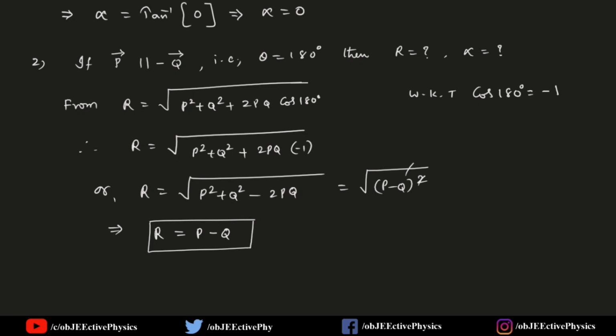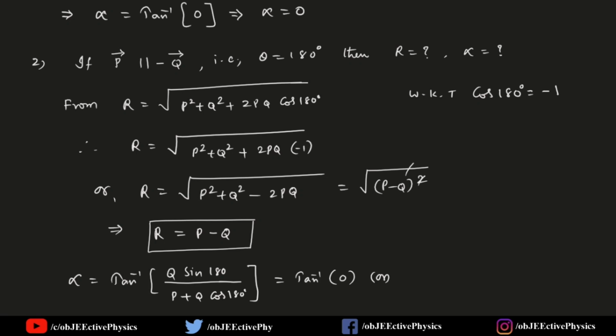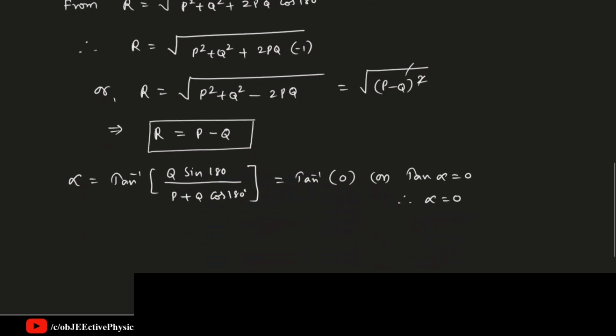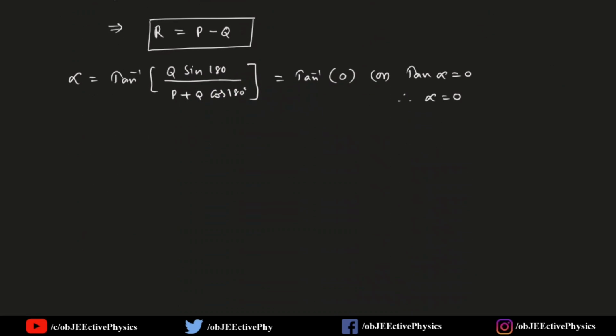And next, direction. To know the direction, we know that alpha is equal to tan inverse of Q sin 180 divided by P plus Q cos 180 degrees. But sin 180 is equal to 0. So here also the numerator is 0, so tan alpha is equal to 0. Therefore, alpha is equal to 0. Alpha equal to 0 means the resultant of two opposite vectors is parallel to the first vector, because alpha is the angle between the resultant and P bar.